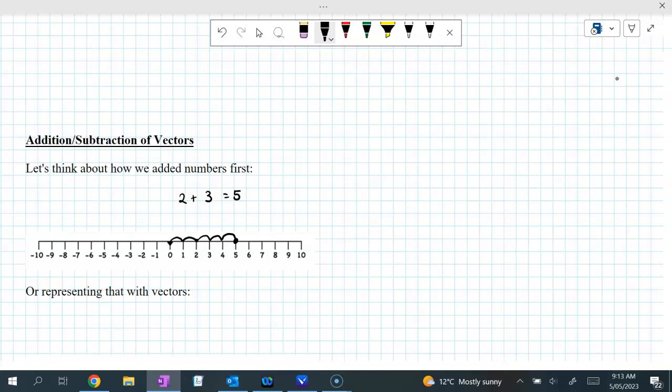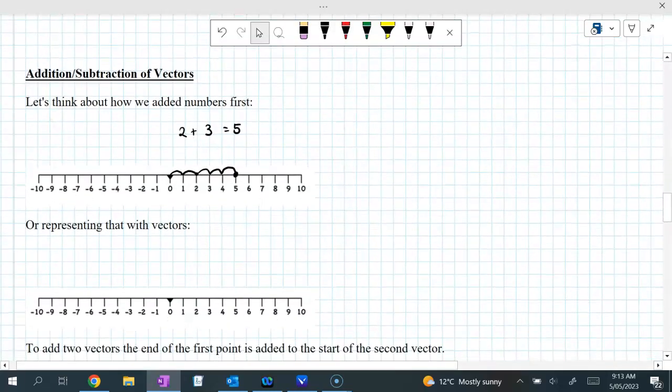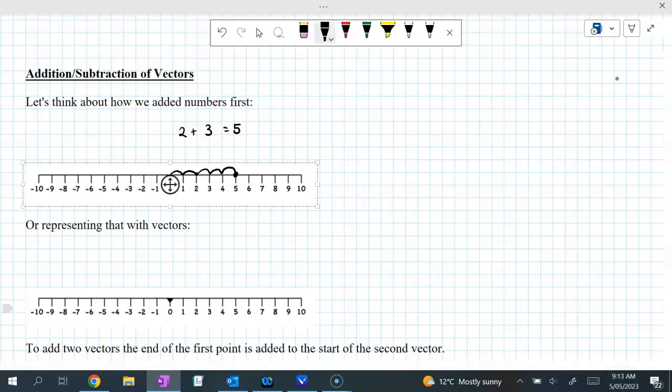But let's say we represented it with one-dimensional vectors, so vectors that just go along the straight line. I could represent 2 by the vector going from 0 to 2. So that would be 2. And then the vector 3 would be the vector from 0 to 3. But then if I added that, I could take this 3 vector and put it on the end of my 2 vector, and so that would get me to an answer of 5.